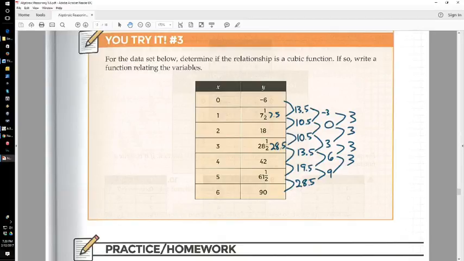A is still your third difference divided by 6. So our third difference is 3 divided by 6 is 1/2. So there's your A value.